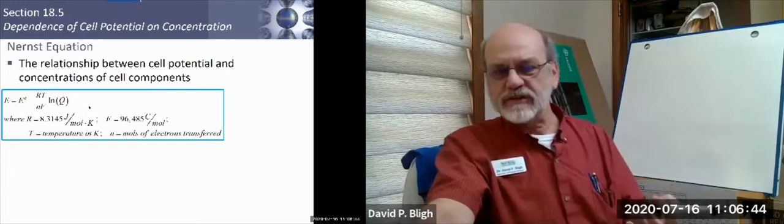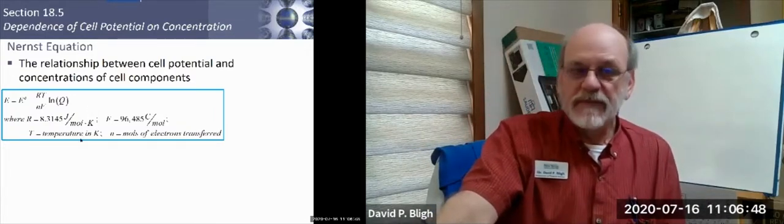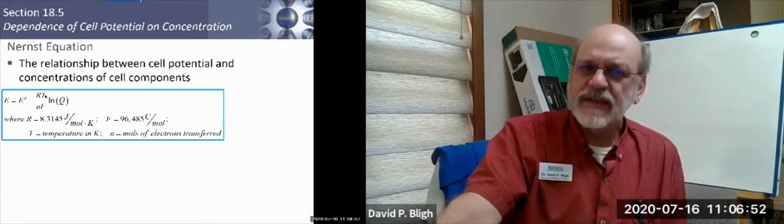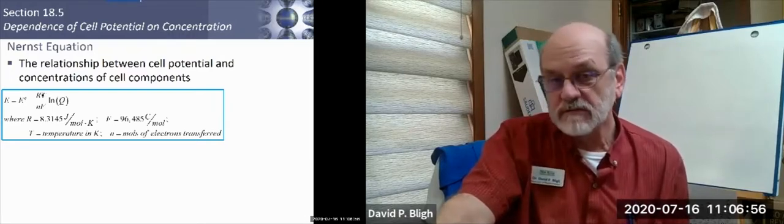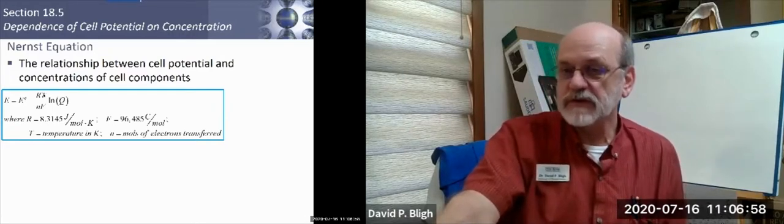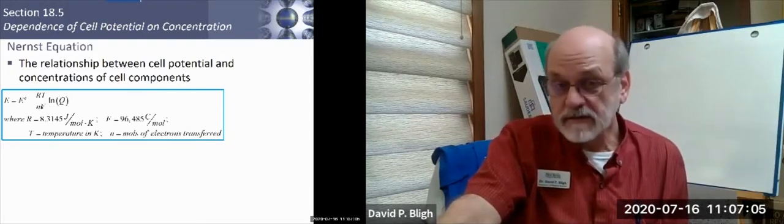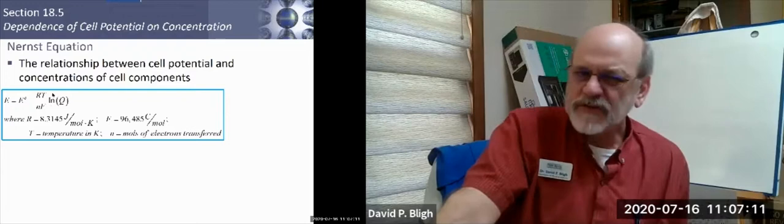But for convenience, we can combine some of the terms. Of course, R is a constant. Let's say that we always conduct our experiment at 25 degrees, so we can just put 298 in there for K. Faraday's a constant. All we have to do is insert the number of moles.